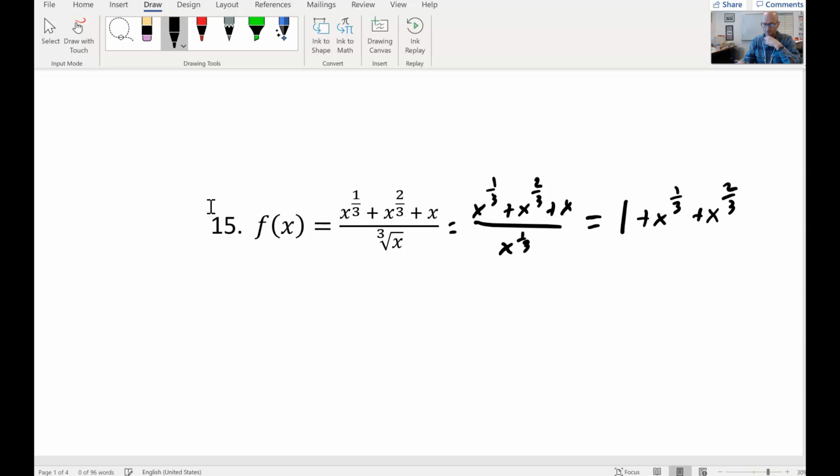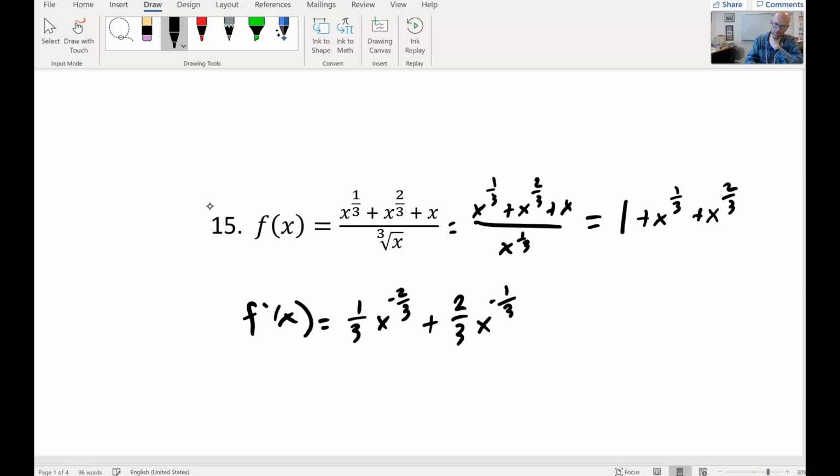If you're not sure how I'm doing that, remember when you divide two powers that have the same base, you can just subtract their exponents, right? That's kind of the quick rule there. So that's what I was doing. And so now, notice all these are the same. I haven't done anything yet. Now I'm ready to take the derivative. So when I take the derivative of 1, that's 0. The derivative of x to the 1/3, that would be 1/3 times x to the negative 2/3 plus 2/3 times x to the negative 1/3.